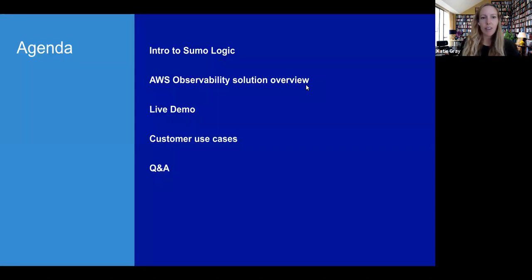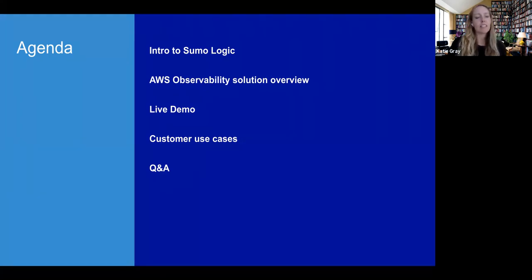So the overview of our session today: first is, of course, a very quick introduction to Sumo Logic for those of you who are new to our product. And then we'll jump right into what the AWS observability solution that we offer is, and talk about what services it supports. And then the majority of the session today is really diving into the live demo.